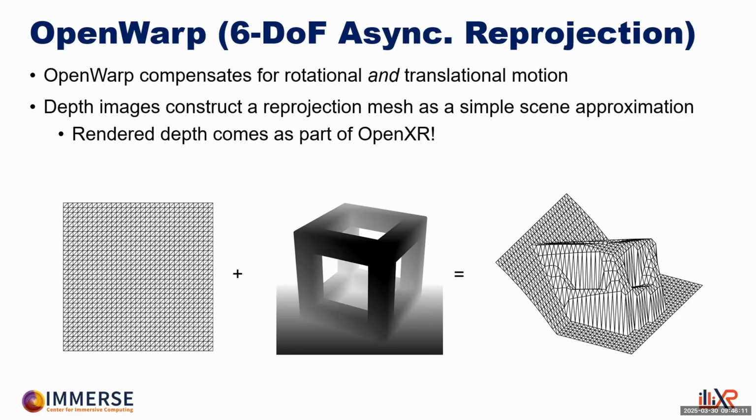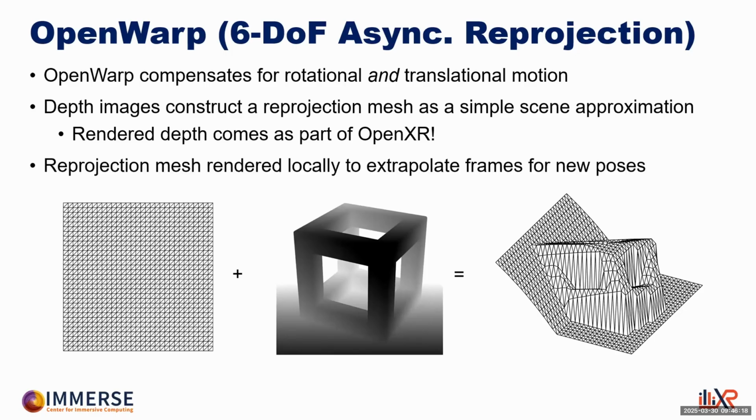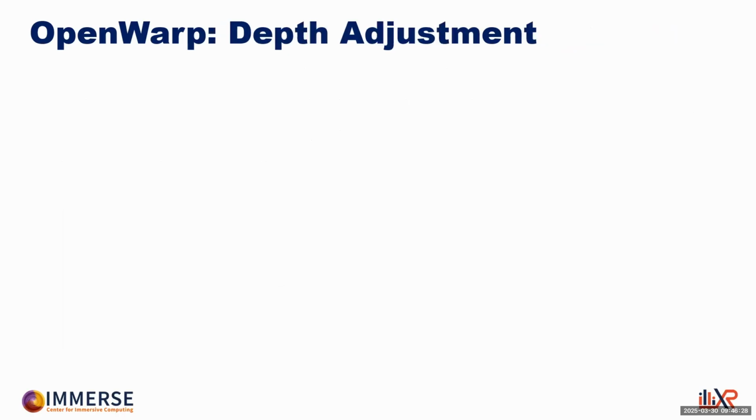You can think of this reprojection mesh as a sort of approximation of the rendered scene, which allows us to re-render the mesh at new poses. And this accounts for any translational movements as well. And although it's sort of a rough approximation, it does pretty well for the common case. And so naively, the reprojection mesh is only an approximation.